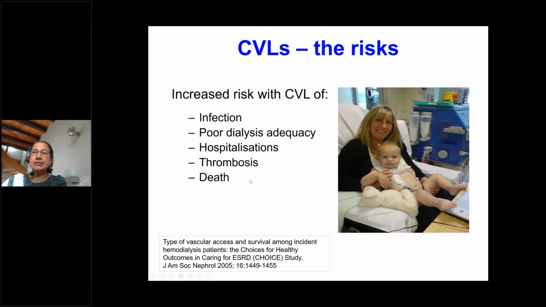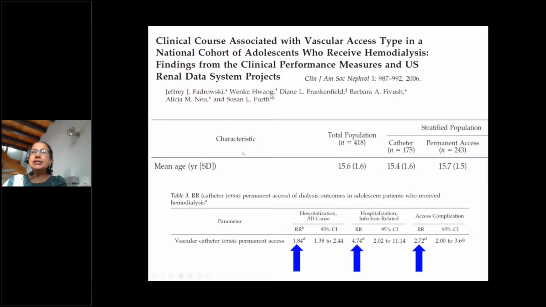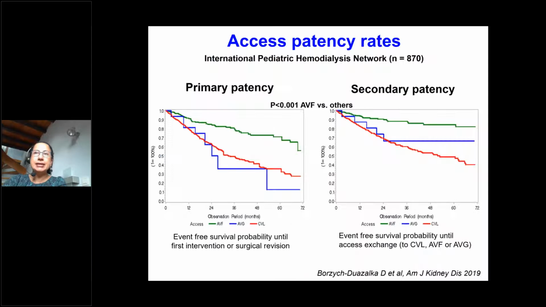dialysis clearances. This study from North America has shown that when you compare a vascular catheter or a central venous line with an AVF, there's a higher risk of hospitalization, a higher risk of infection-related hospitalization, almost 4.7-fold higher, and a 2.7-fold increased risk of access complications. And there are many, many such papers which will give similar data.